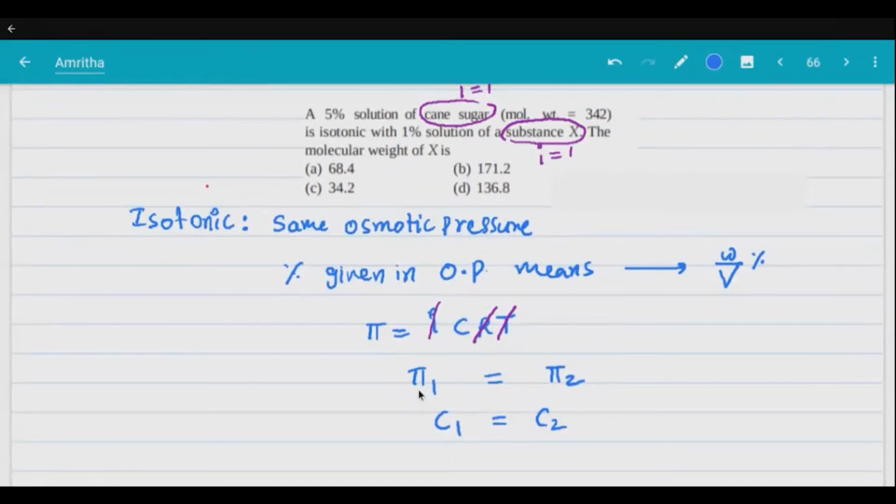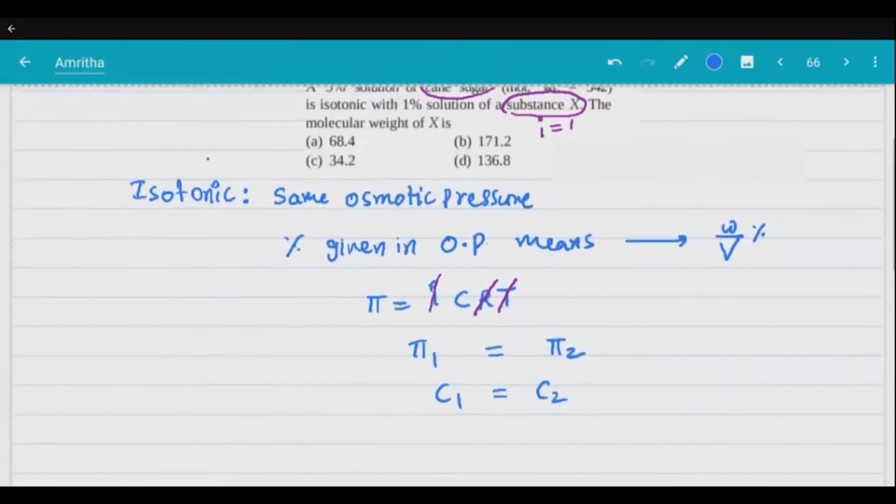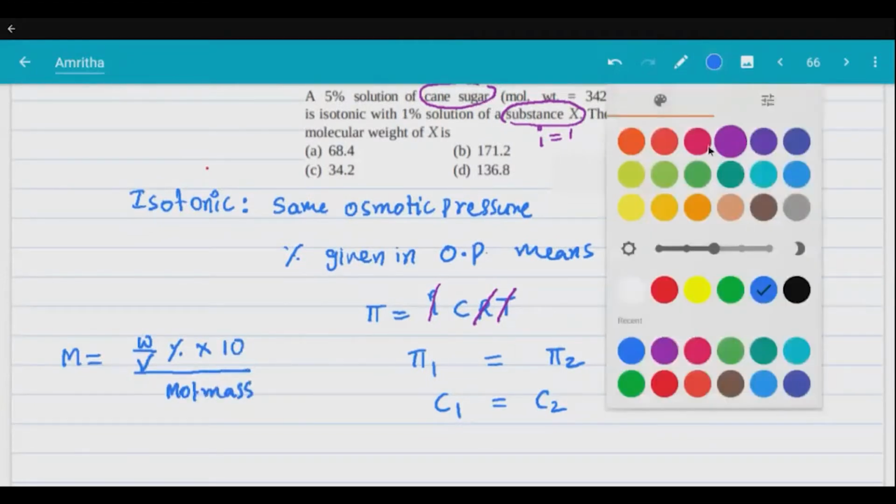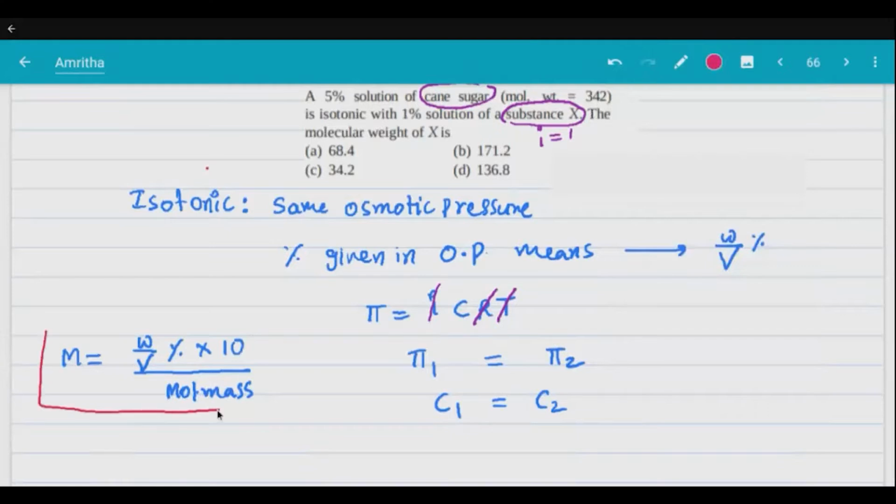Concentration is molarity. How do we relate molarity to weight by volume percent? So we should know this formula, I'll explain it. Molarity is equal to weight by volume percent into 10 by molecular mass. So this is the formula, and we can directly use this. So how will we use this?